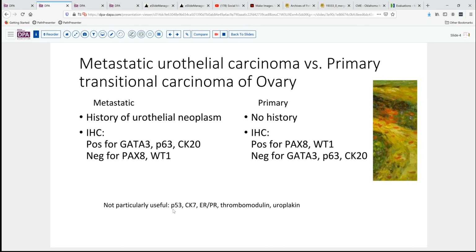In contrast, doing P53 stains, CK7 stains, ER, PR, and some of the more commonly touted urothelial markers like uroplakin and thrombomodulin, these are not particularly discriminant between a primary versus a metastatic lesion arising in the ovary. So these ovarian primary tumors that are primary transitional cell carcinomas are really derived from the surface epithelium. They're not a true urothelial type lesion.